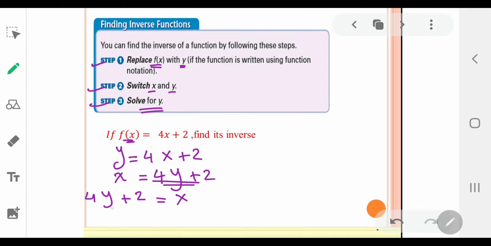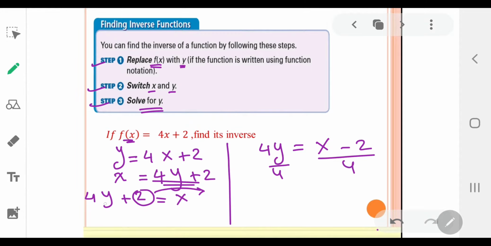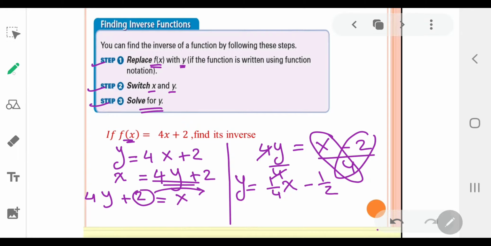Now I'm solving for y. I will drag this 2 to this side. Let's do it here. So 4y will be x minus 2. I drag 2 to the right-hand side and I change its sign. Now the last step is to divide both sides by 4. And remember, when you divide the right-hand side, x minus 2 by 4, each term should be divided by 4. So now y is totally isolated, and x over 4 can be written as 1 over 4x minus 2 over 4, which is half.